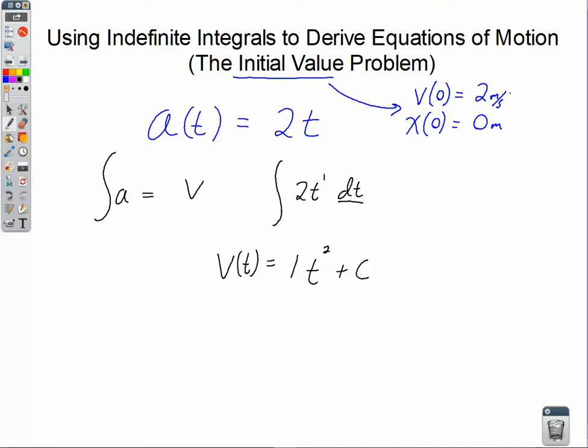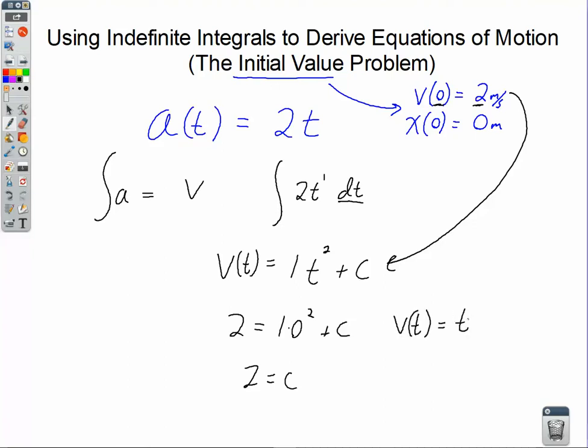That's where the initial value comes in. All right, so the initial value gets plugged in. It's the velocity at time 0, and the velocity is 2 meters per second. So we have 1 times 0 squared plus c. Even I can do this algebra. C is equal to 2. So we can now get a complete function for the velocity at any time t. It's not just t squared. It's t squared plus 2.